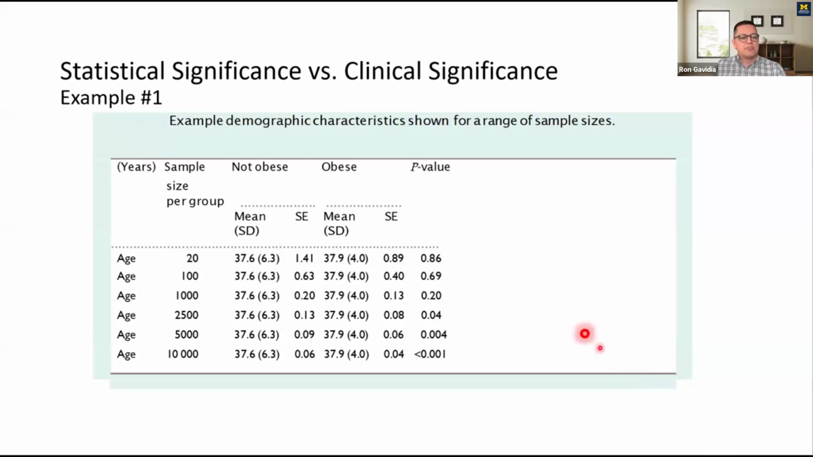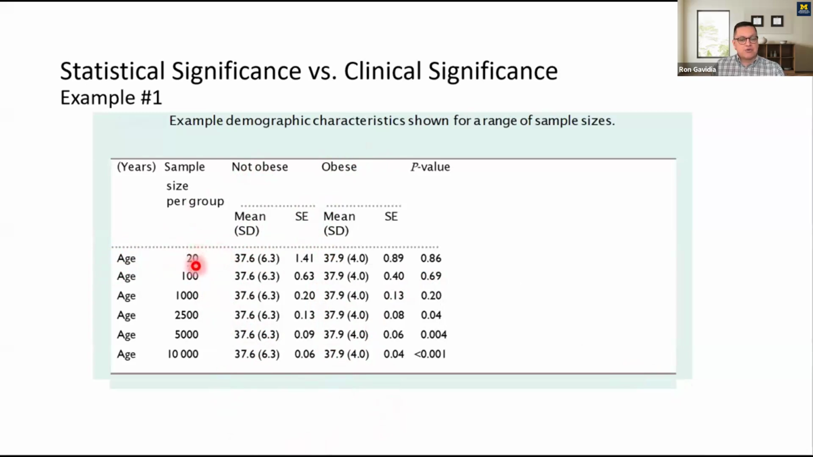So here we have a series of studies, 6 studies that explore age differences between obese and non-obese groups. As you can see, in the non-obese group everyone has the same age, and in the obese group we have the same age as well. And the difference between the two is about 0.03 years. And what is actually different between the groups is the sample size.